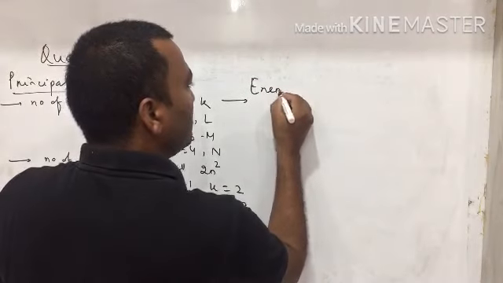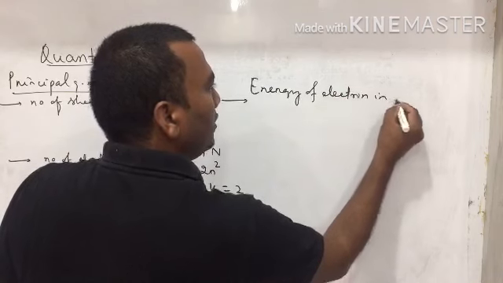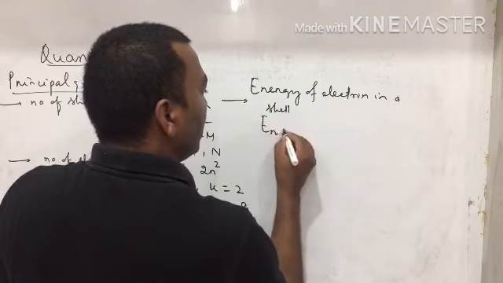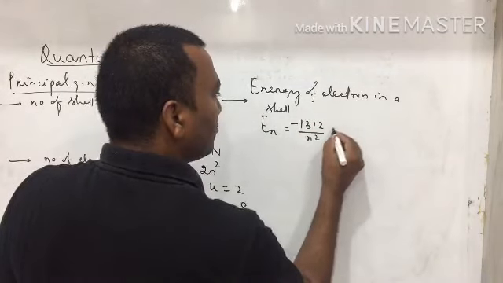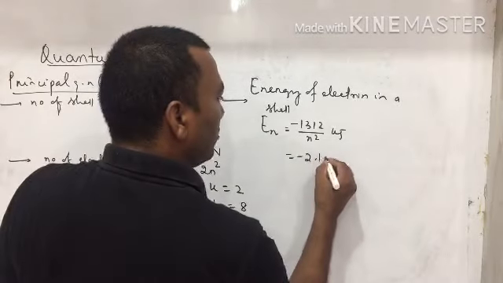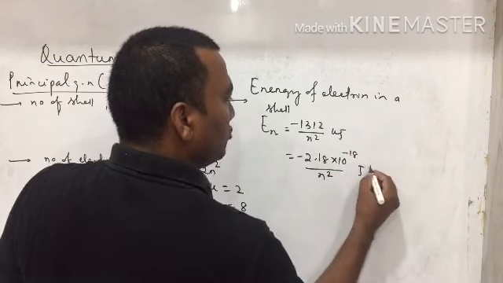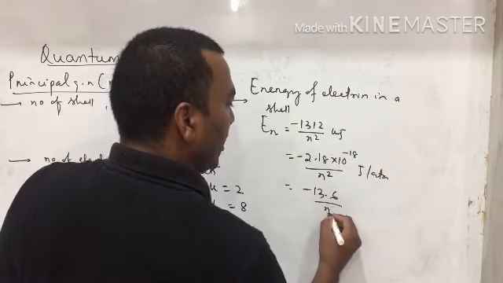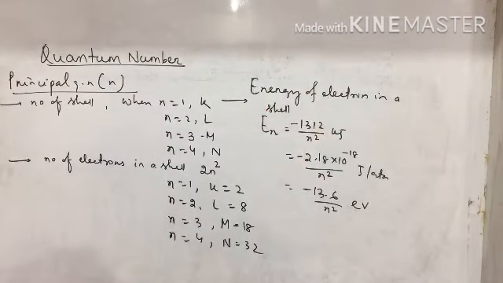Okay, energy of electron in a cell. So energy of electron in a cell, that is En equals minus 1312 divided by n square, in kilojoule unit, or minus 2.18 into 10 to the power minus 18 by n square, in joule per atom, or minus 13.6 by n square, in electron volt per atom. So in different units you will remember.